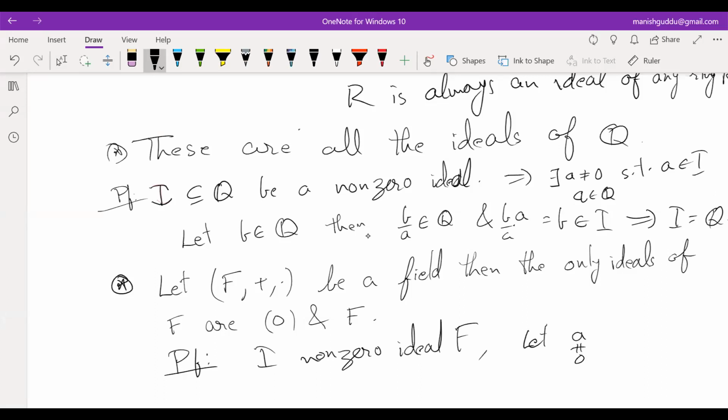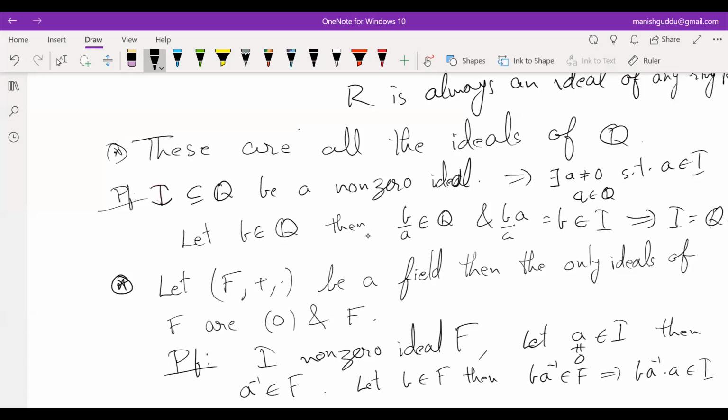Let a not equal to 0 belong to I. Then a inverse belongs to F because F is a field. So in particular, let b belong to F. Then b times a inverse belongs to F, which implies b times a inverse times a belongs to I, because this is in F and this is in I. But this is the same as b.